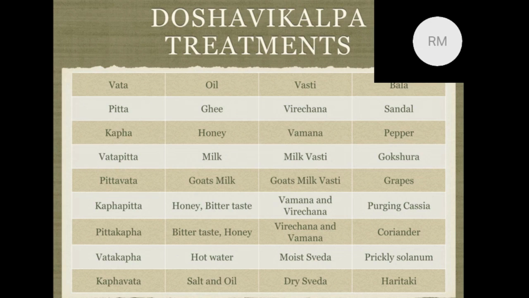And if we assess that the doshas are Vata and Kapha, then we use hot water and moist fermentation. Sweda means fermentation. We need to do fermentation. And then we use a herb called prickly solanum. This is Solanum xanthocarpum.